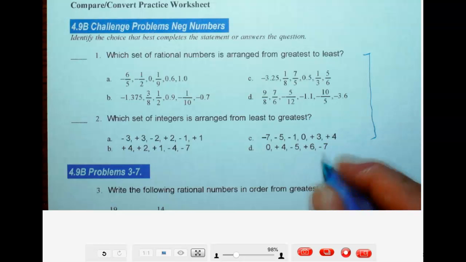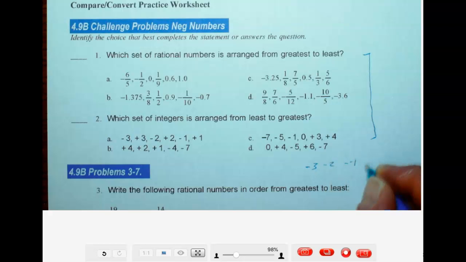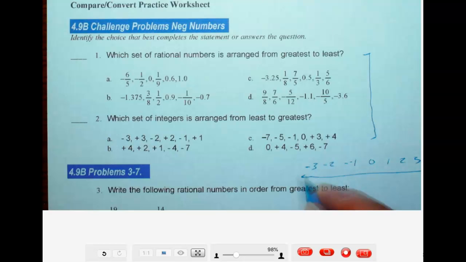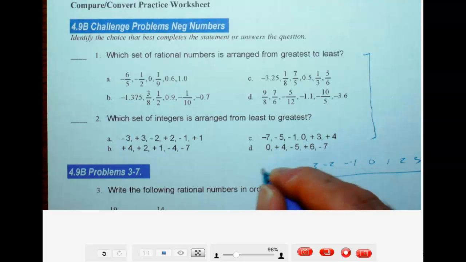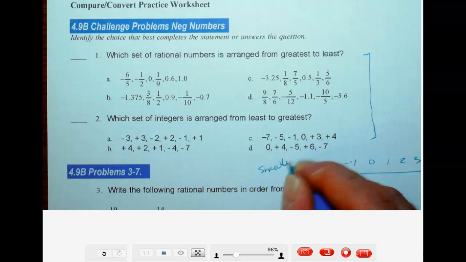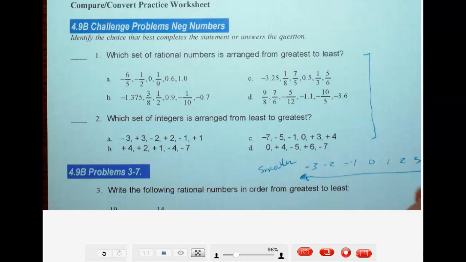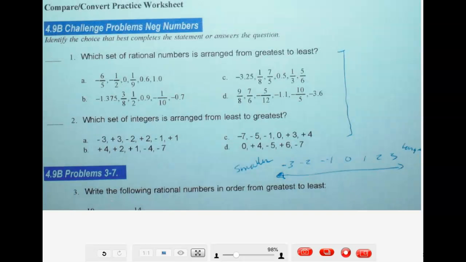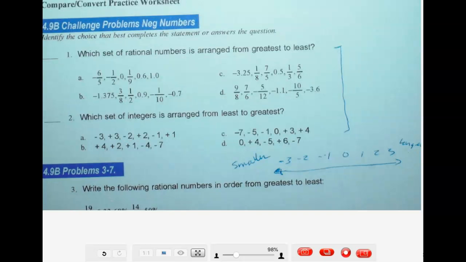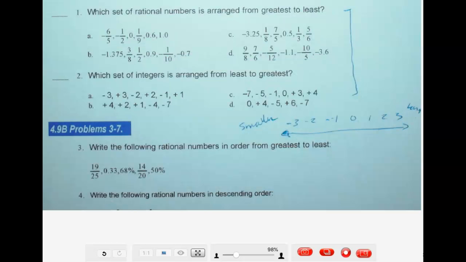If you're going to do that, just remember -3, -2, -1, 0, 1, 2, 3. When you compare negative numbers with positive numbers, think about a number line: the farther you go over to the left, the smaller the number gets, and the farther you go to the right, the larger. Okay? So that's a quick tutorial. There's plenty of work to do here on problems 3 through 7.